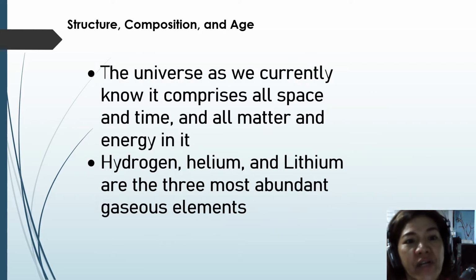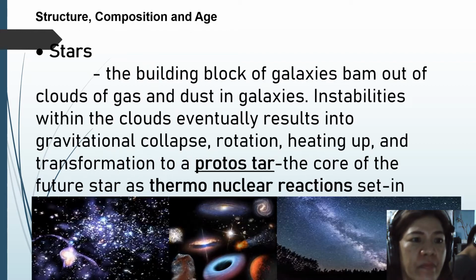The universe as we currently know it comprises all space and time and all matter and energy in it. We have the three most abundant gaseous elements that made up the universe: hydrogen, helium, and lithium. Try to remember these three most abundant gaseous elements: hydrogen, helium, and lithium.